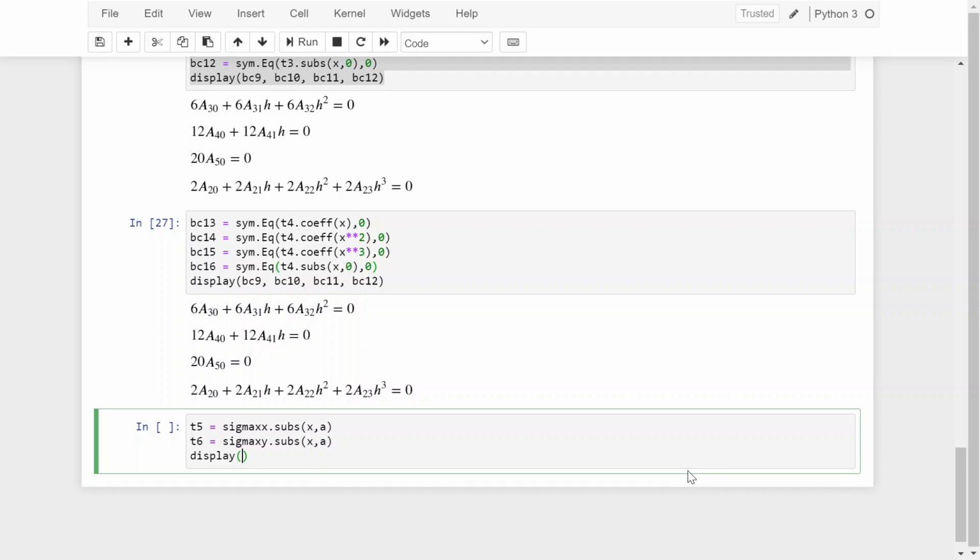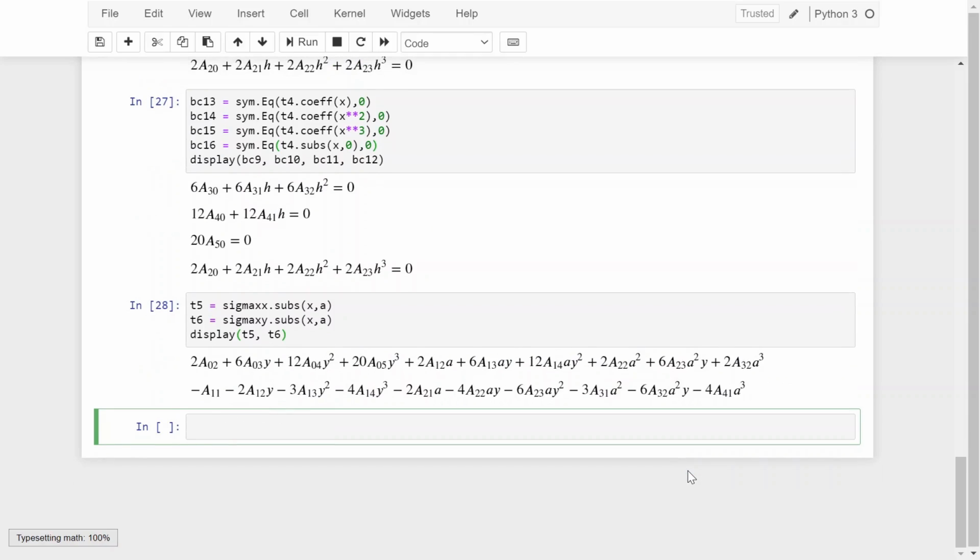Let's display this also. And now you see that after we have substituted x equal to a in the expressions of sigma xx and sigma xy, in the expressions that we obtain, we are left with terms which involve y square, and also y cube.